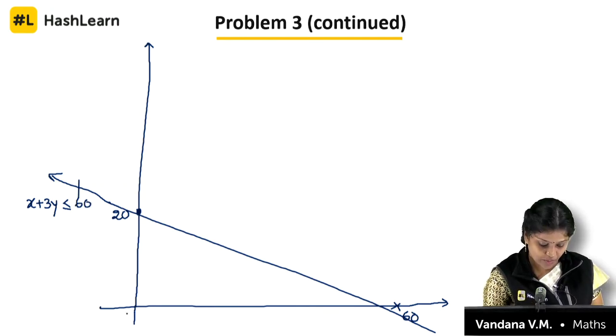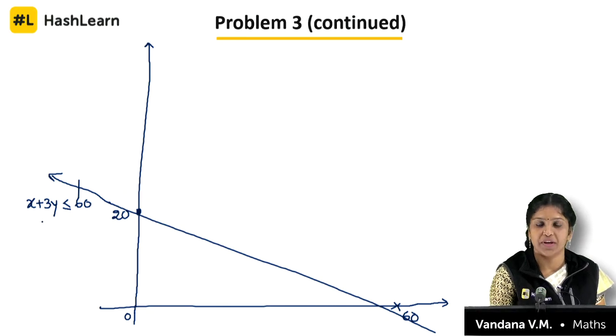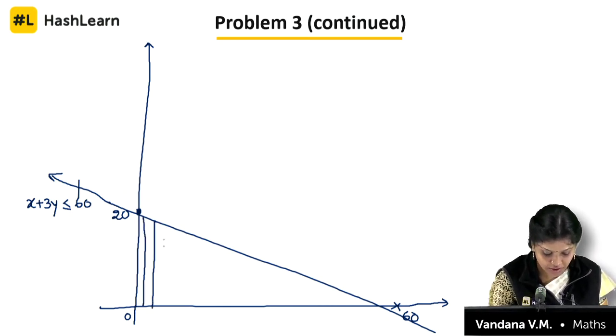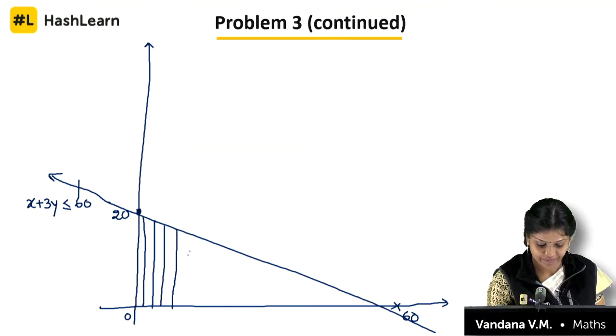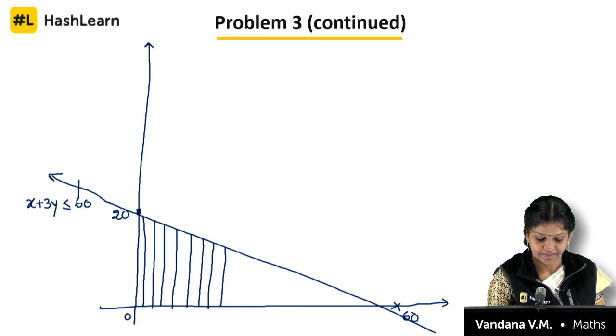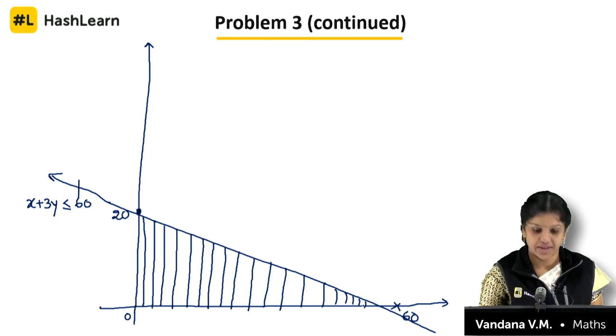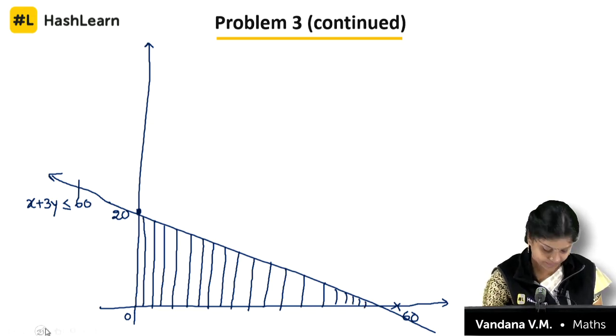Now the origin is not on this line. If I substitute over here, I will get true. So I have to shade towards the origin side. Towards the origin side.